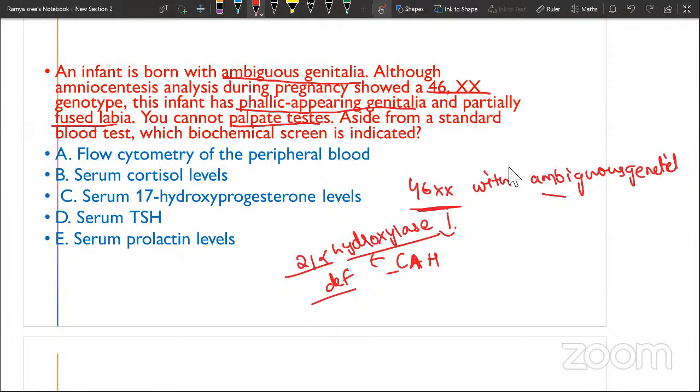So, how can I confirm the 21 alpha hydroxylase deficiency? I can confirm the 21 alpha hydroxylase deficiency by measuring the serum 17 alpha hydroxyprogesterone. Now, let's quickly go through the congenital adrenal hyperplasia.